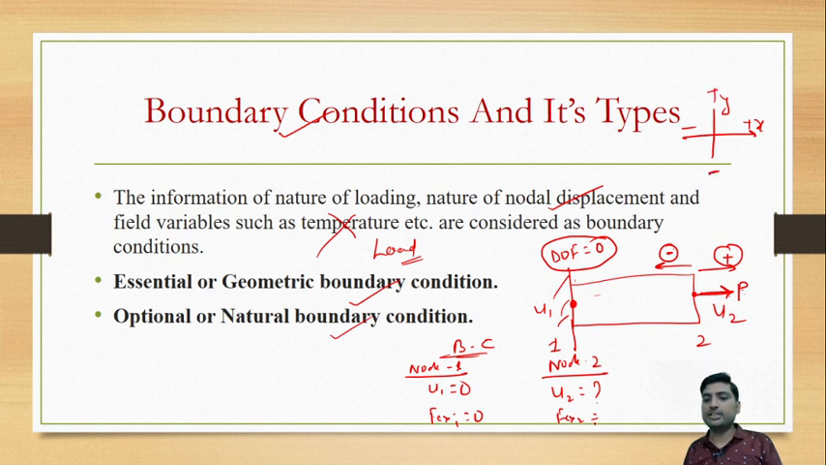So positive x, that is plus P. These are called boundary conditions. This is your boundary condition. We will just see the nodal displacement at each node, and we will see the force. If temperature is given, then we will go for the temperature also.